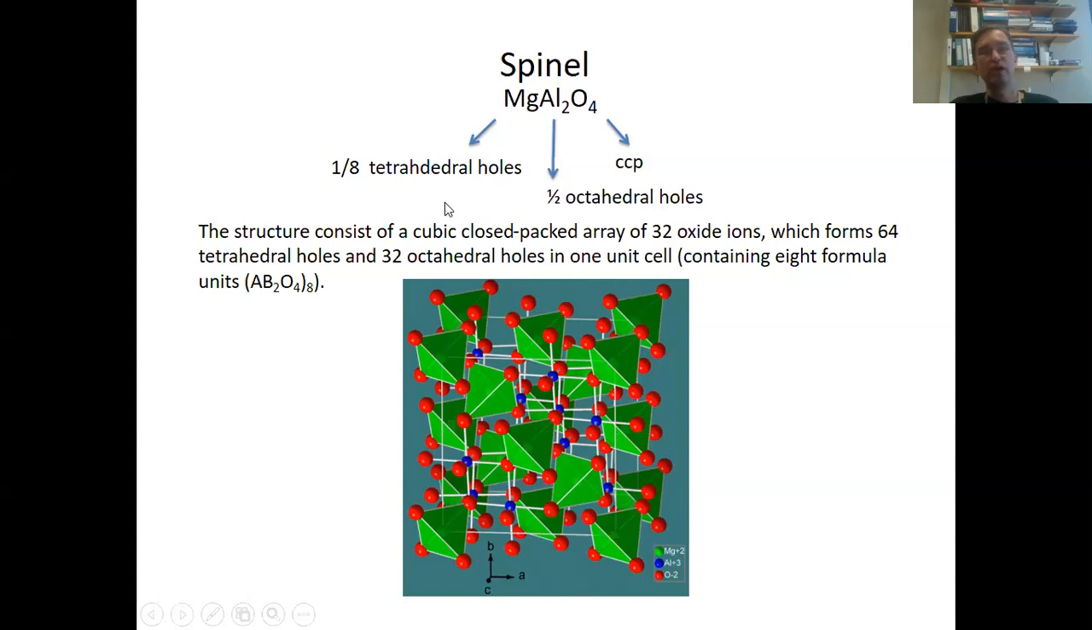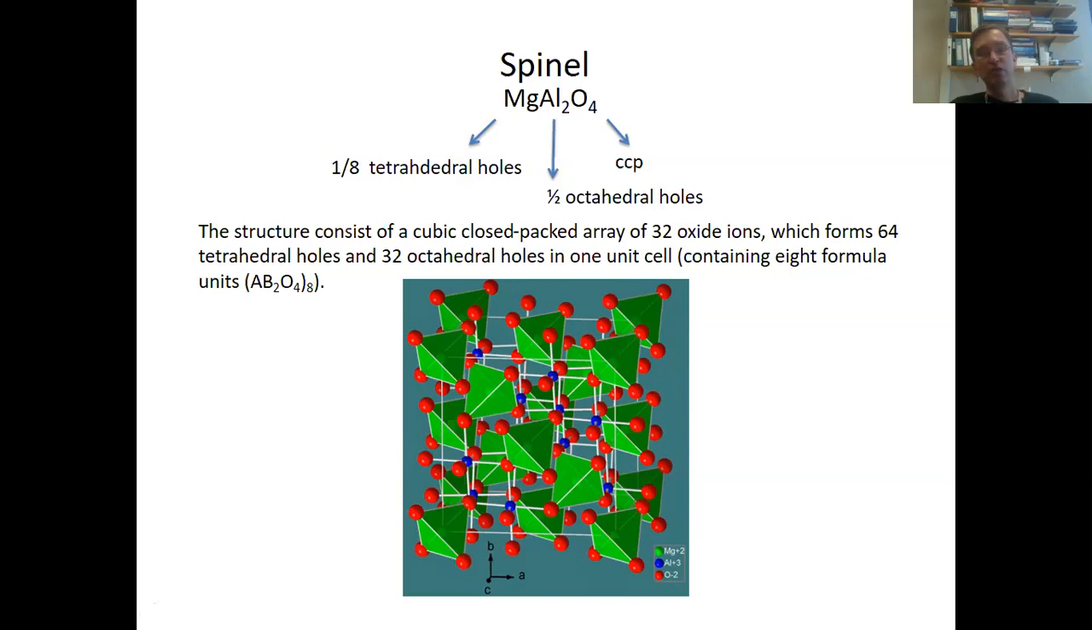We have actually a cubic unit cell that contains overall 32 oxide ions. Okay, so one unit cell has actually the composition A8B16O32. So there are 8 formula units in the unit cell due to the relatively complex hole filling. So you see the overall unit cell here, but it looks complicated. So let's try to systematically understand the structure of the spinel.